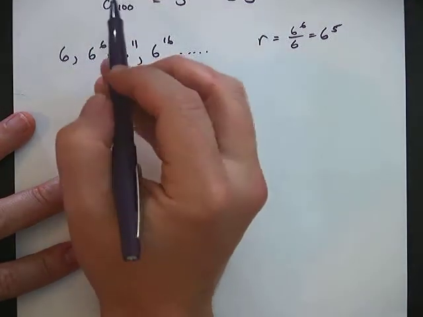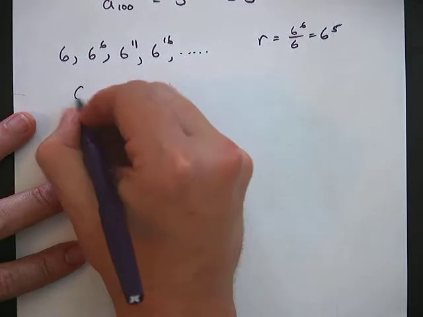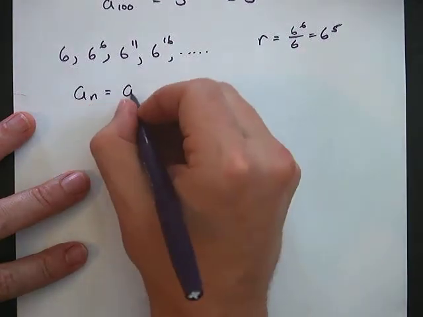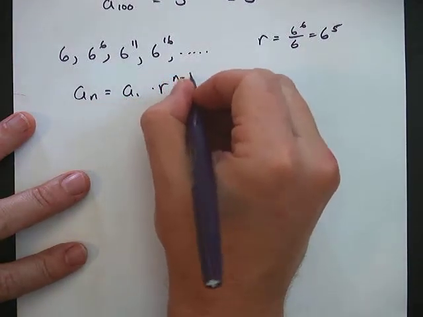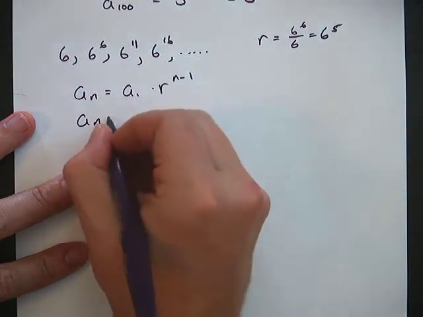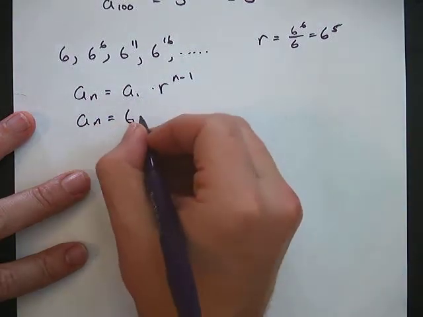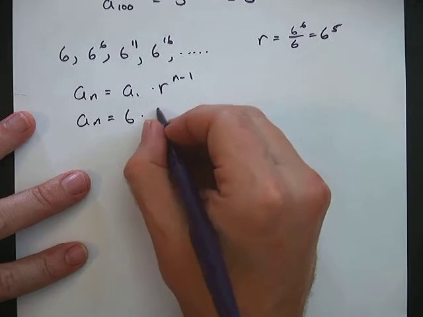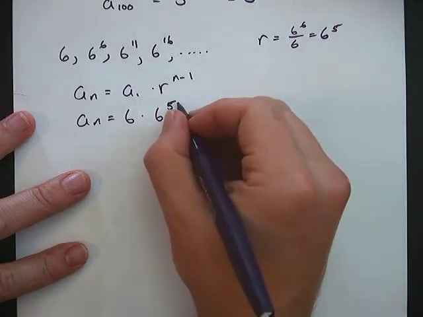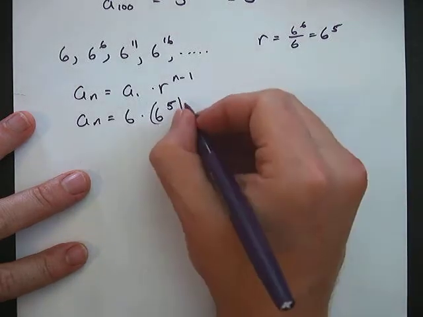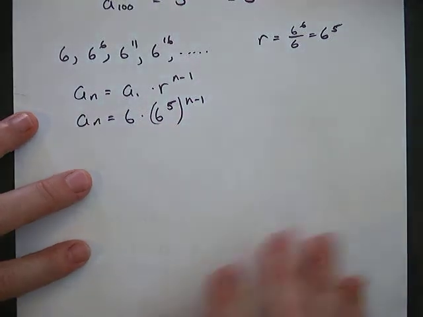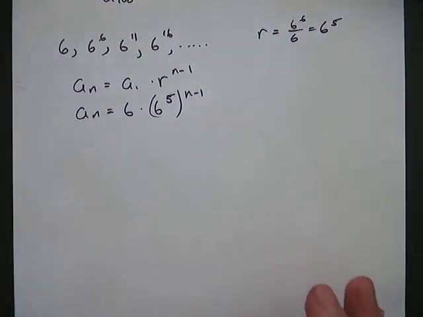Okay, using the same formula that we did before, we have a sub n is equal to a sub 1 times r to the n minus 1. So a sub n is equal to 6 times 6 to the 5th to the power of n minus 1. Okay, so this is actually the nth term, but it doesn't really look good, so we want to clean that up a little bit.